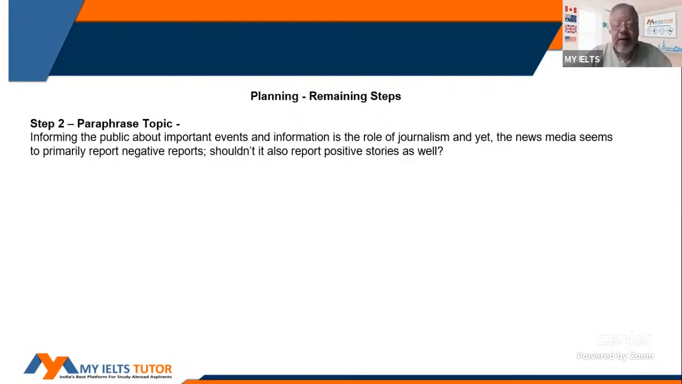If you read that carefully, you have the first part of the sentence talking about the importance of journalism. Okay. Then the next part where it says the news media seems to primarily report negative. That's the first viewpoint, and then the question there, even though it's written as a question, it's voicing that third viewpoint. So that's what you have here.